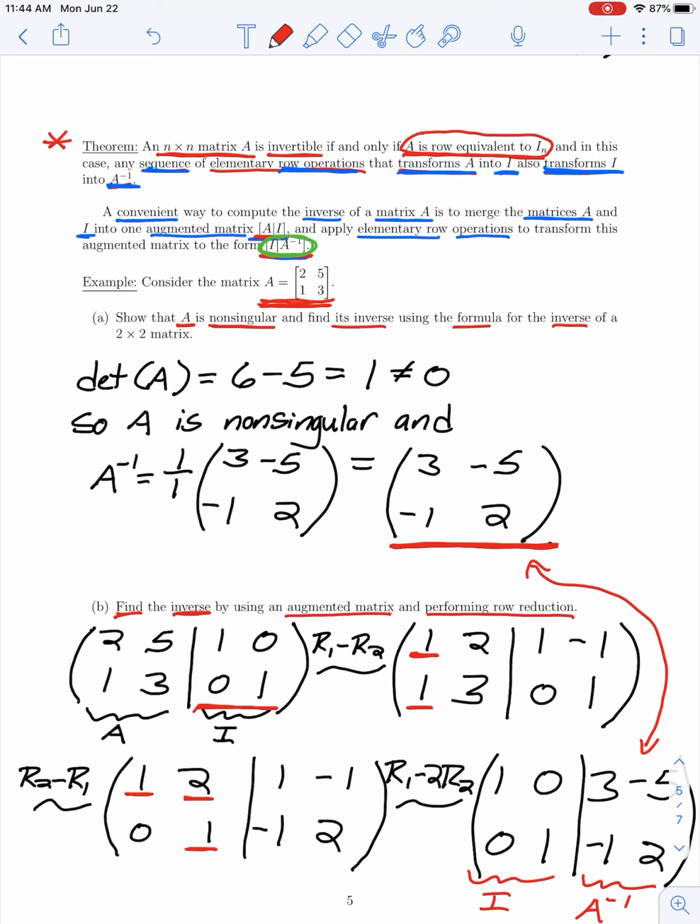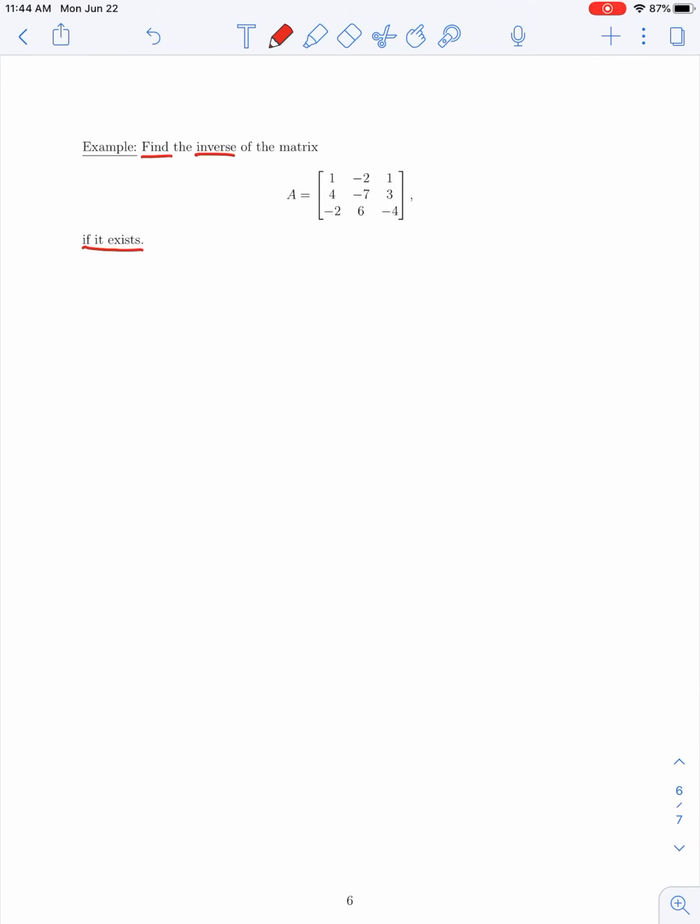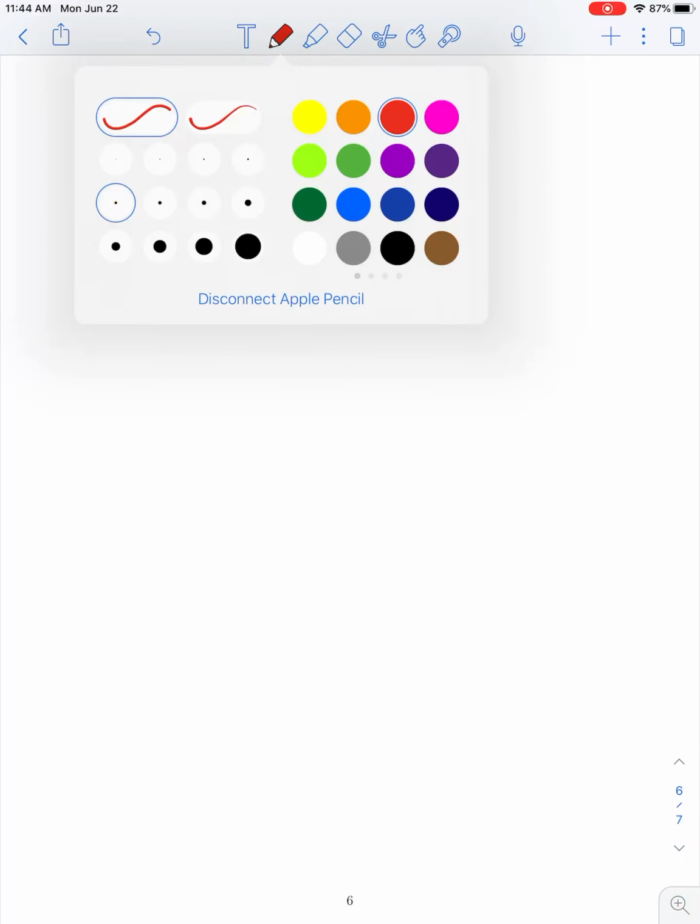So we want to see if we can row reduce our matrix to the identity matrix, and in order to calculate the inverse, we would be looking at that augmented matrix A with I, and then we would row reduce A to the identity matrix in order to find our corresponding inverse. So let's take a look at this.